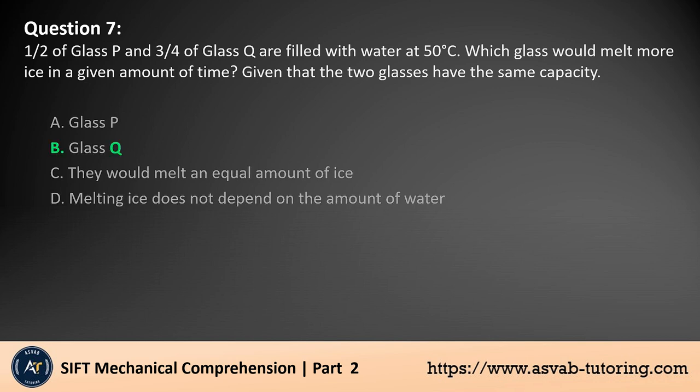The answer is B. The amount of ice melted depends on the total heat energy transferred, not just the temperature of the water. Both glasses have the same capacity and the water at the same temperature, so the heat energy available for melting ice is proportional to the amount of water. Since glass Q has more water than glass P, glass Q would melt more ice.